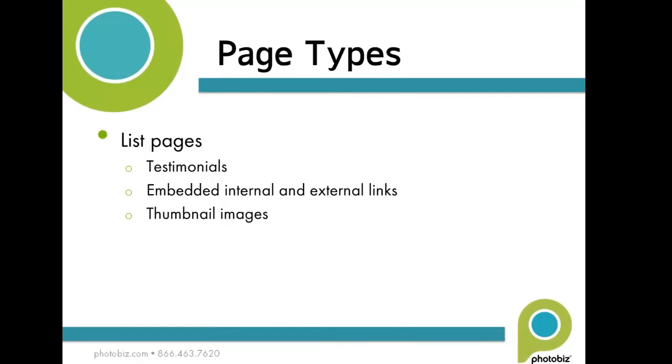So list pages can be used for things like testimonials, or to put in embedded, internal, and external links. So if you have a page where you want to provide links to different vendors that you work with closely, that's what a list page would be used for. And they do include thumbnail images. Along with the text that you would use for a list item, you can add in a thumbnail image, and it can be a complete page.